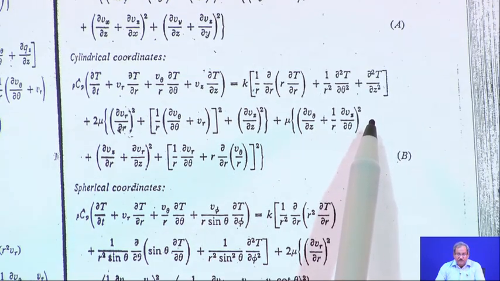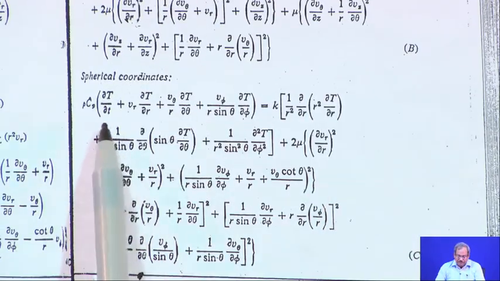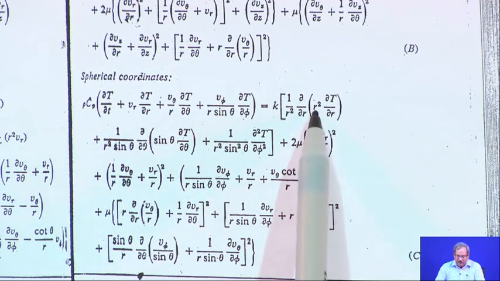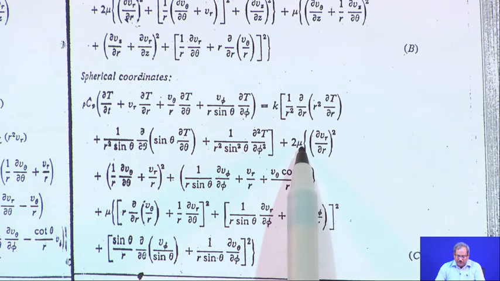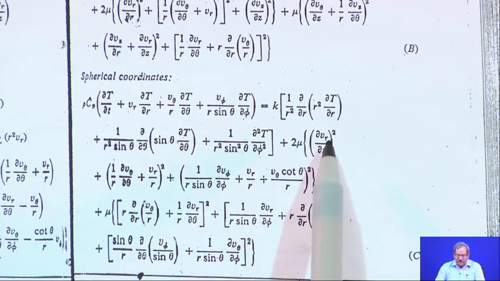And when you come to spherical coordinates, again the same thing: transient, convection, convection, convection, conduction, conduction, conduction, and the rest of the terms contain mu. So, this entire set of terms is nothing but the viscous dissipation which can be neglected.